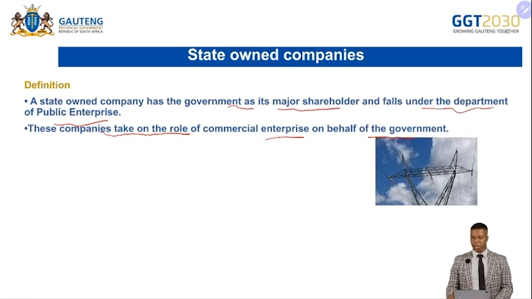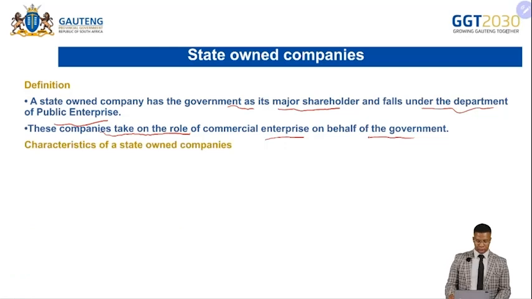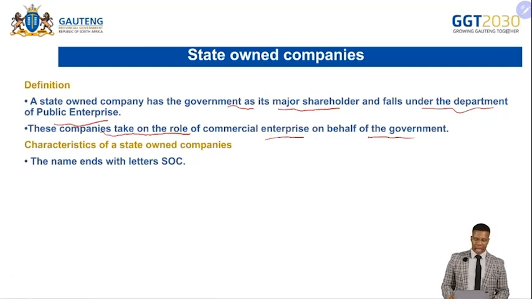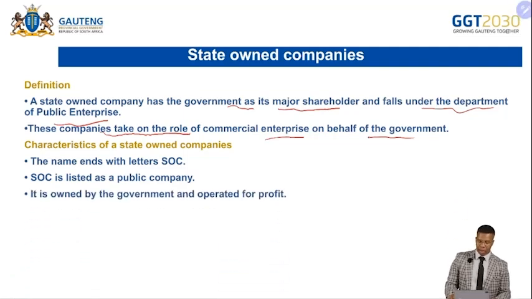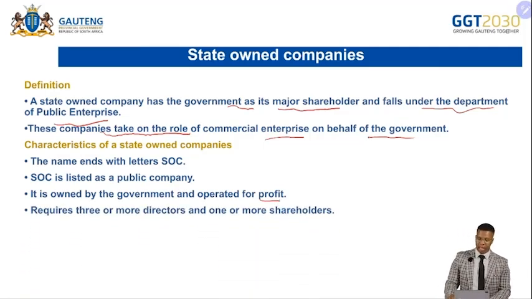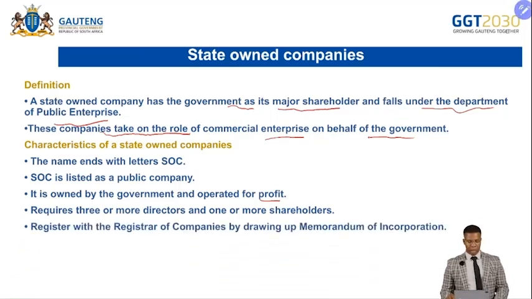These are companies such as ESCOM. And then characteristics of a state-owned company: the name ends with SOC. The SOC, or state-owned company, is listed as a public company, and it is owned by the government and operated for profit. Hence, I said, even the state-owned companies are considered to be profit companies because they operate for profit. Then it requires three or more directors or one or more shareholders, and you register with the registrar of companies by drawing up a memorandum of incorporation.